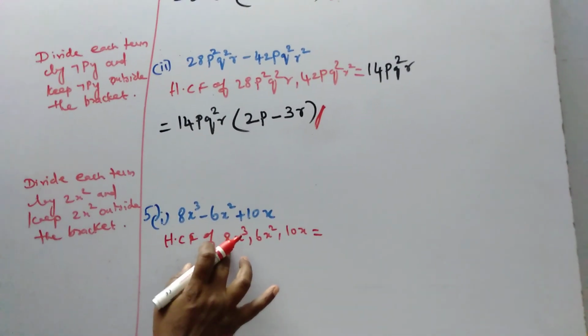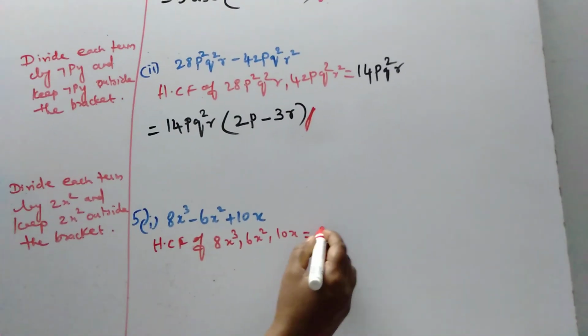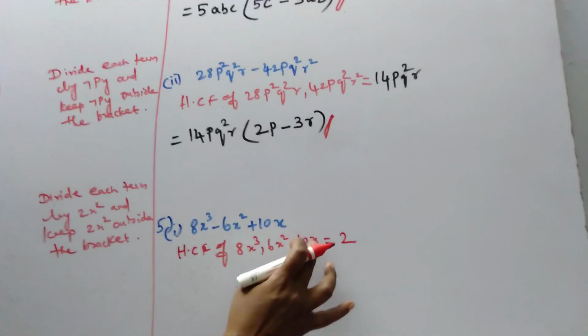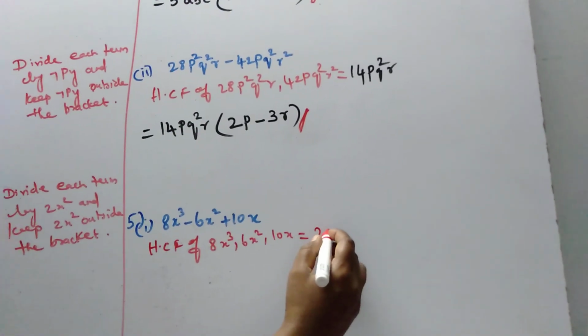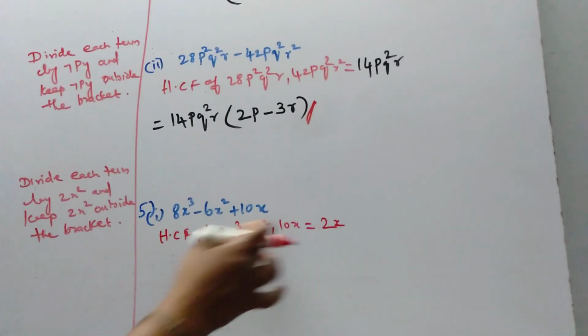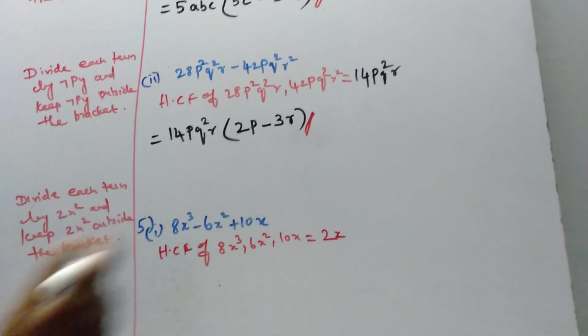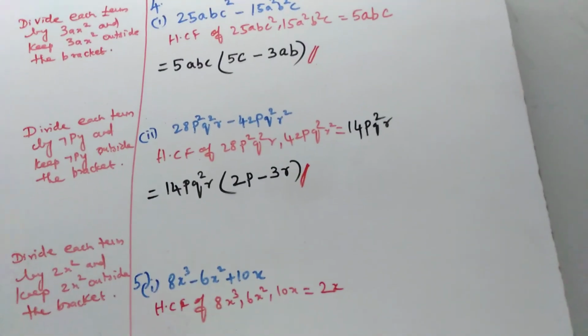First check with the numbers 8, 6, 10. The common factor here is 2. For x cube, x square, x, I have already told for the previous sum, only the lowest power we take as the common factor, which is x. We want to divide each term by 2x. Then what is the solution we are getting? That will be the result inside the bracket.